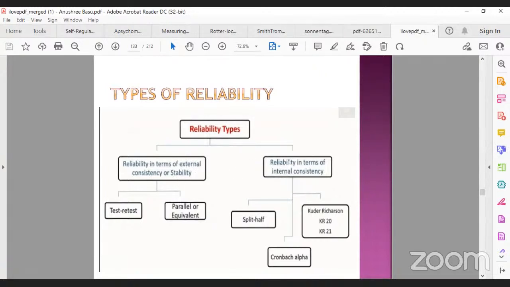And when we are talking about reliability in terms of internal consistency, there are 3 methods: split half, Cronbach alpha, and Kuder Richardson. So let's go ahead, because why are we talking about it? We have been studying reliability every single time, but now we have to compute reliability.